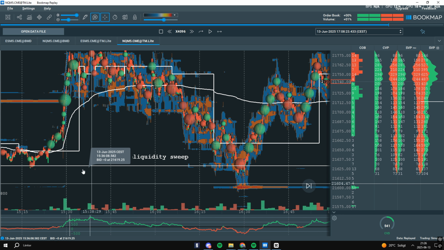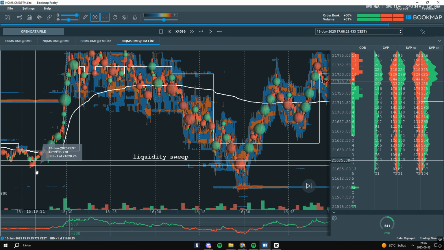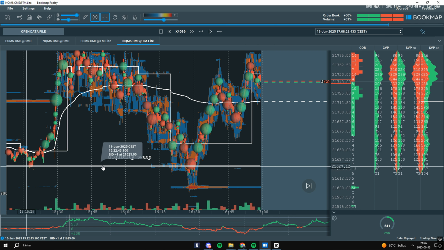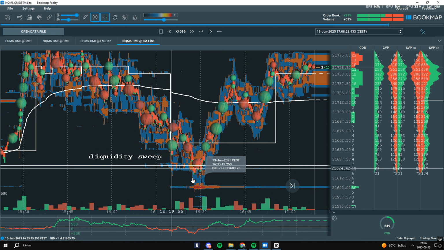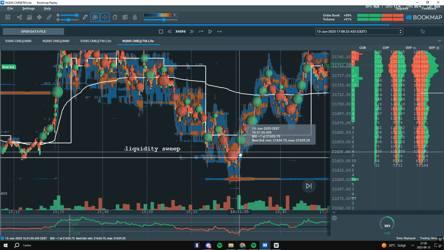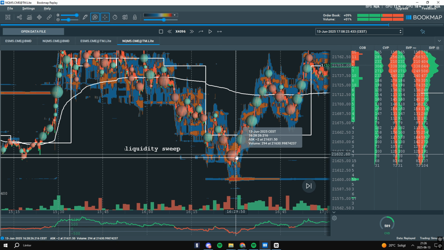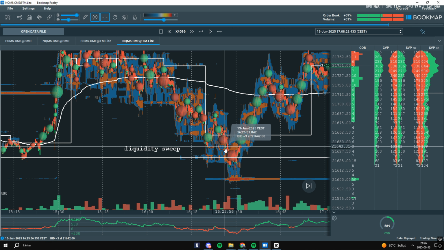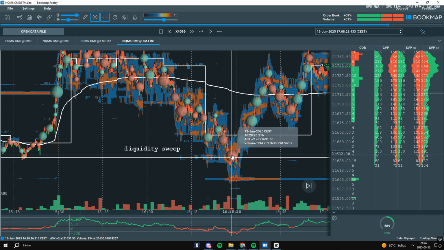So as you guys can see right here, I have this New York AM low drawn out here, and we have this liquidity sweep that I drew out. So after we got the liquidity sweep, you can see that we had 294 sellers, which was a lot of sellers for that time, and no continuation downwards.